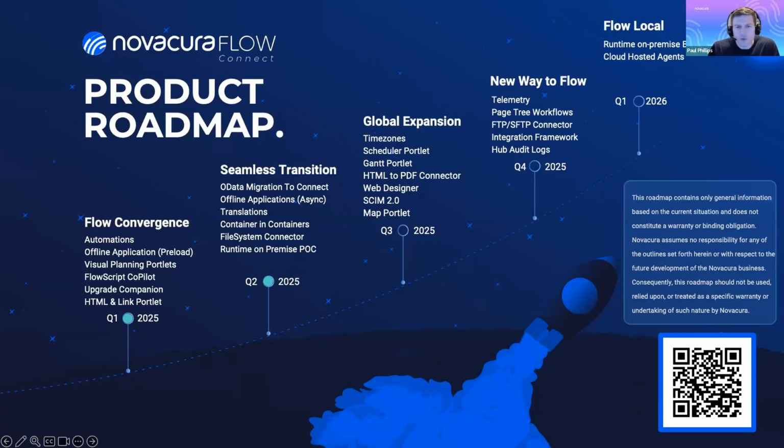And then one more very notable feature is our runtime on-premise proof of concept. Here, we are trying to offer a hybrid approach to our customers who come on Flow Connect and require on-prem runtime environments. To be clear, in this quarter, our goal is to explore the options Novacura has to offer on-premise runtime to our customers and see which make the most benefit to our customers and which solutions we could possibly offer in the future.